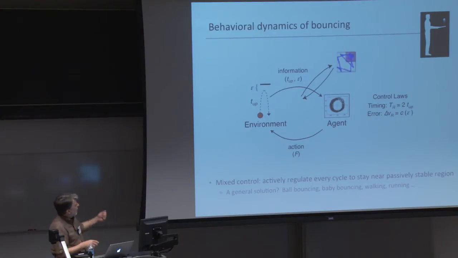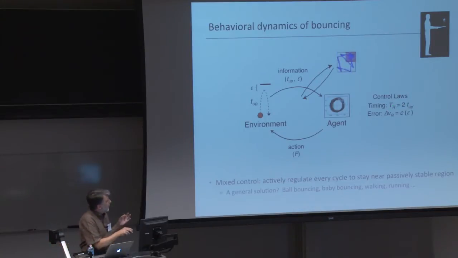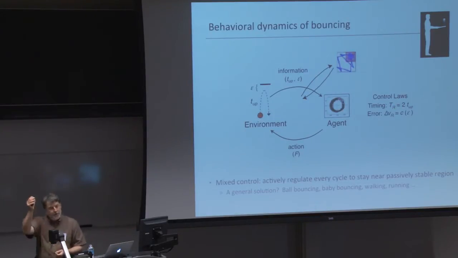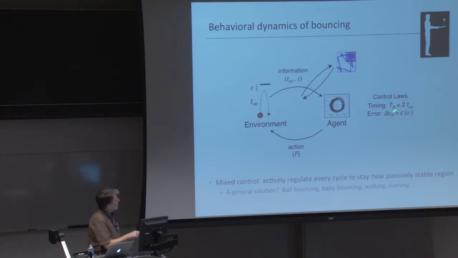The agent is this racket that has a couple of variables that it can control. The environment provides information, in this case in the trajectory of the ball's flight, about the time up and the error from the target. And that information gets used to regulate the agent. So in other experiments, we found these very simple control laws: for timing control, the racket period is equal to just 2 times the upward flight time of the ball. So that's how you make those rapid adjustments in one cycle.